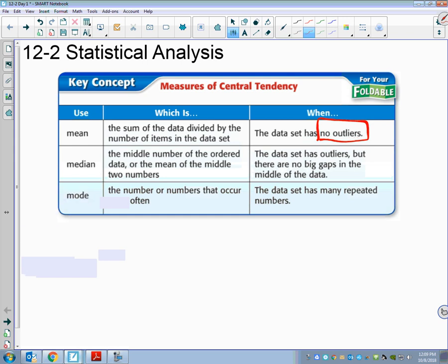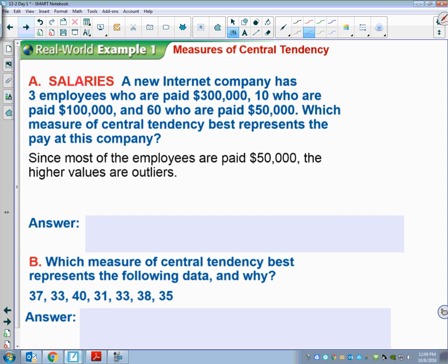And the mode occurs the most, right? That's how I always remember it. Mode is most. And if there's a lot of repeated numbers, the mode is the best choice. And so in middle school, you talk about finding mean, median, mode. We want to talk about more than just finding it, but which one is the best choice. And so here are some examples.